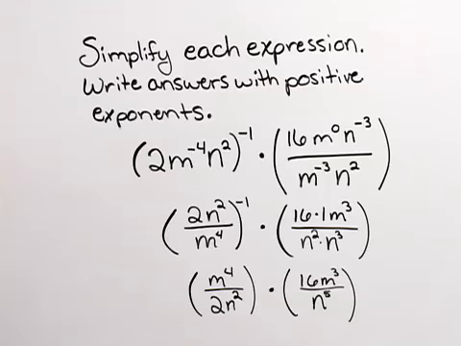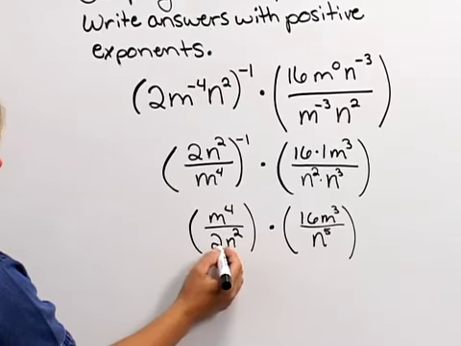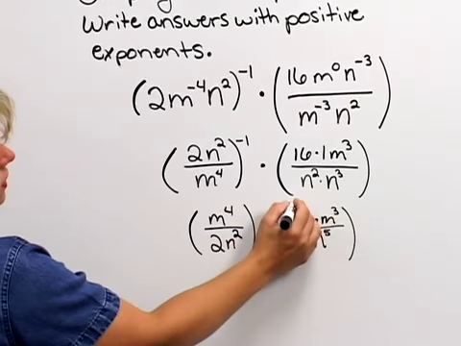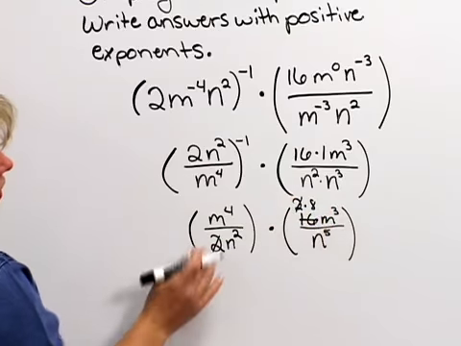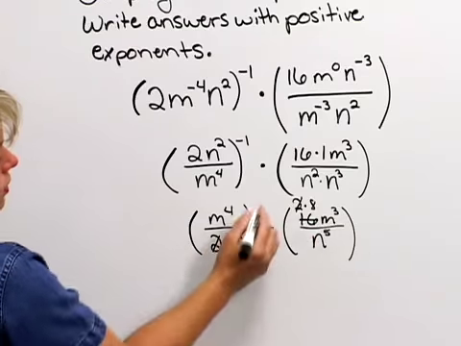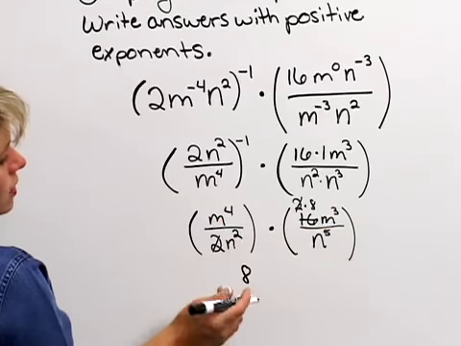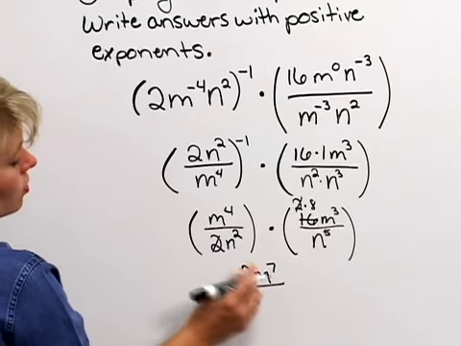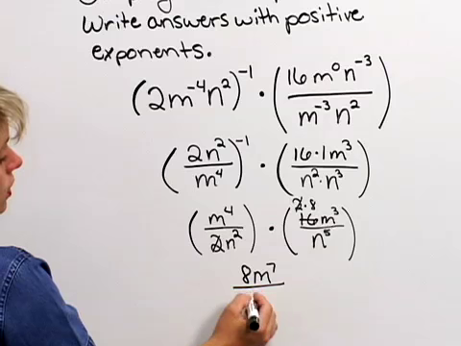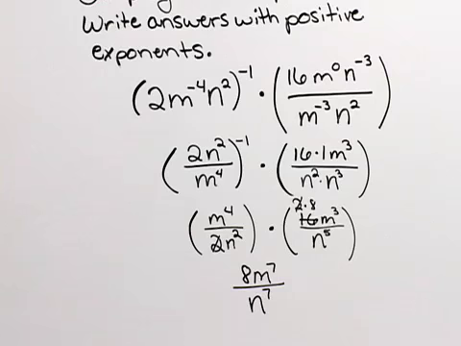And then finally, we can multiply our two expressions. I notice that I can cross-cancel the 2 with the 16. The 16 is the same thing as 2 times 8, and that 2 will cancel with that 2. So when we multiply straight across in the numerator, we will have an 8. We have m to the fourth times m to the third, which we will add our exponents to get an m to the 7th. And in the denominator, we have n squared times n to the 5th, which is n to the 7th. For a final simplified solution of 8m to the 7th over n to the 7th.